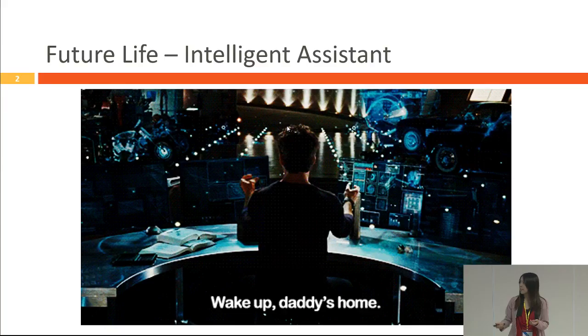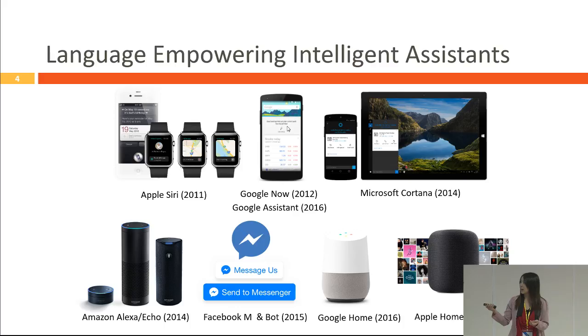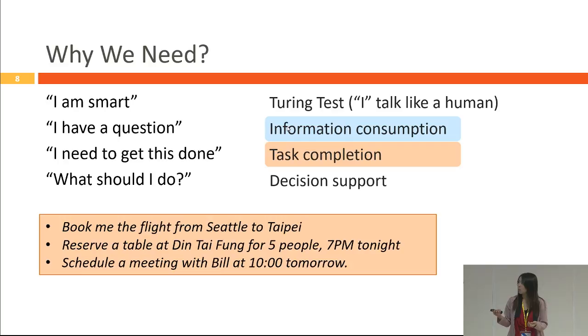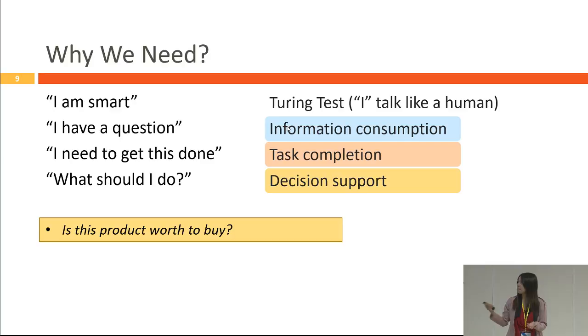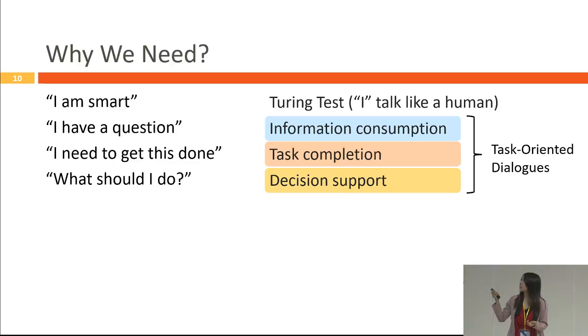The third one is that we want to do a lot of tasks, which we call task completion. For example, we can book a flight ticket, reserve a restaurant, and schedule a meeting with other people. And another one is decision support. We want to get a suggestion about a product review. So these types of conversation belong to task-oriented dialogue, because we do not only chat, we want to finish some goal.